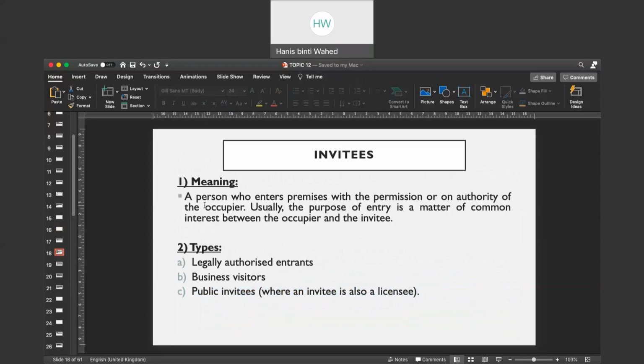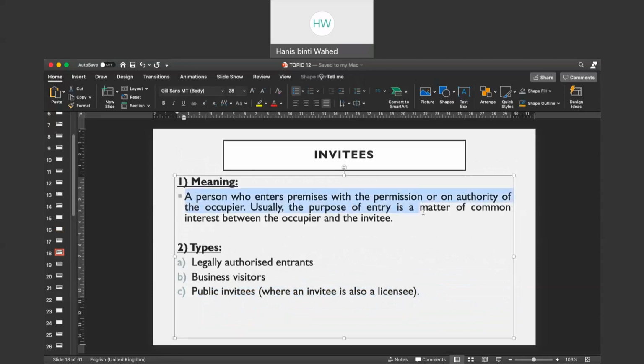As you can see from here, a person who enters premises with the permission or authority of the occupier. Usually the purpose of entry is a matter of common interest between the occupier and the invitee. Okay. Maksudnya invitee ni adalah person yang enter dengan permission ataupun invitation. Okay. Purpose selalunya for economic benefits lah. For common interest with the occupier.